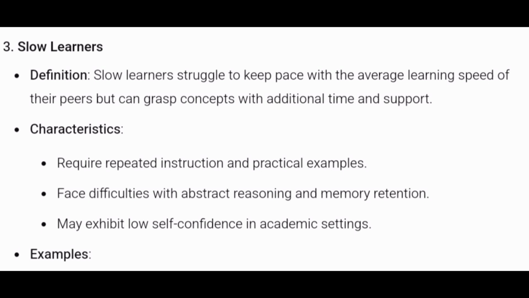Characteristics: require repeated instructions and practical examples. Those children who are slow learners, you try to give them repeated instructions, right? And also give them some working and practical examples. They face difficulties with abstract reasoning and memory retention. Now you see, these slow learners have problems in dealing with abstract thinking or abstract reasoning. So they are not able to think as fast as the children who are talented and creative can. And they also cannot remember whatever they learn for a longer period of time. So they forget it very fast.